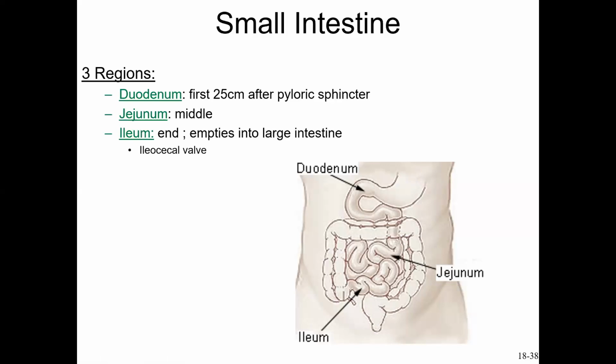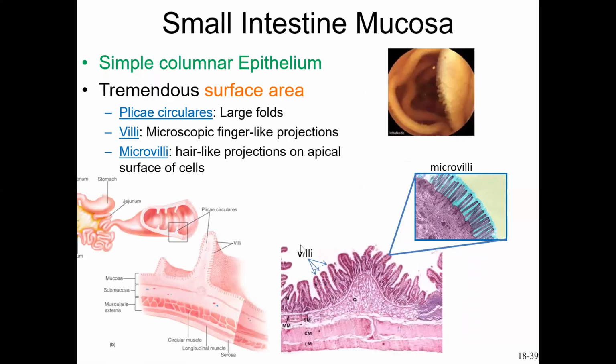Looking at the mucosa of the small intestine, they have what are called villi. Villi are finger-like extensions that go upward into the lumen, so they stick out into the lumen. Those villi are going to be on bigger folds that are called plica circularis, sometimes referred to as circular folds.